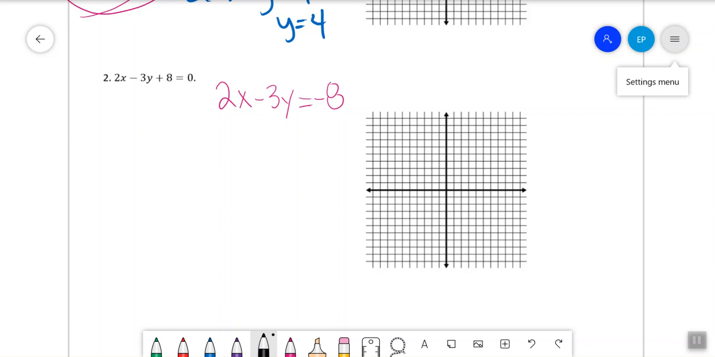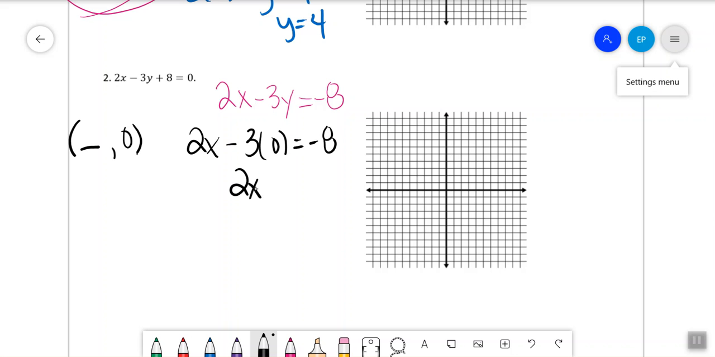So solve for the x-intercept again. Plug in 0 for y. 2x minus 3 times 0 equals negative 8. 2x equals negative 8. Divide by 2. I get negative 4. Solve for the y-intercept. I plug in 0 for x. Solve for y.